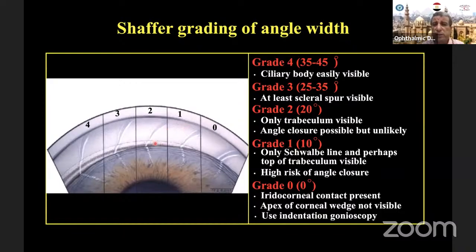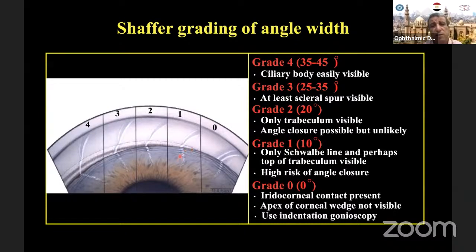Grade 2, only the trabeculum is visible in addition to the Schwalbe's line. Angle closure here is possible, but it is unlikely to occur. Grade 1, the angle width is close to 10 degrees, as you could see here.